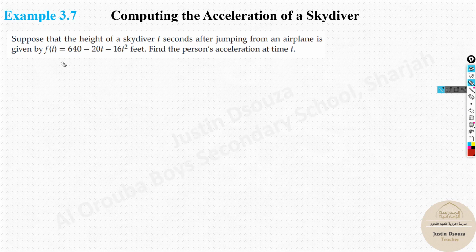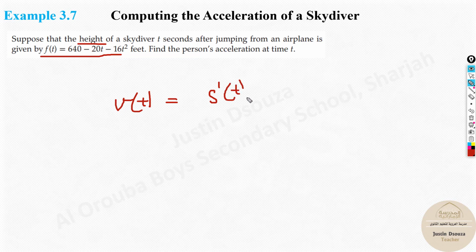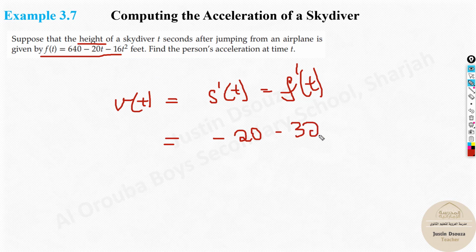Here it is so simple. You should just see what is given to you. If you look carefully, the height is given. That is the position, the height, right? So velocity v of t can be found out by deriving the height. That is, if I take s as position, derivation of that. So I have the function f of t. That means derivative of f of t is required. So how do we do the derivative here? 640 becomes 0, minus 16t squared, the t squared becomes t to the 1 as the 2 comes down, it will be minus 32t. And this is the velocity.